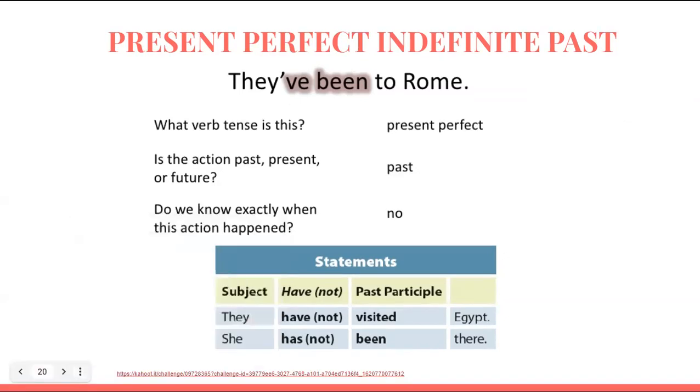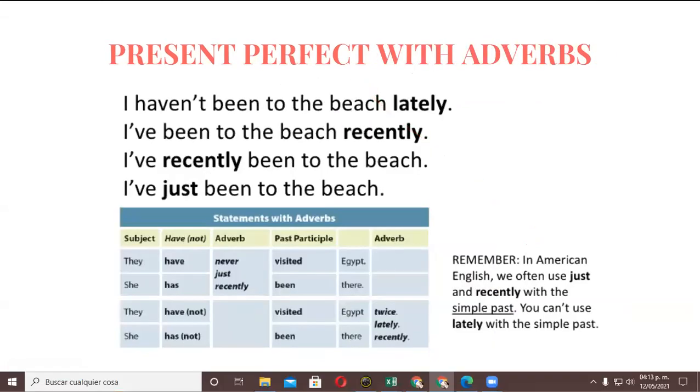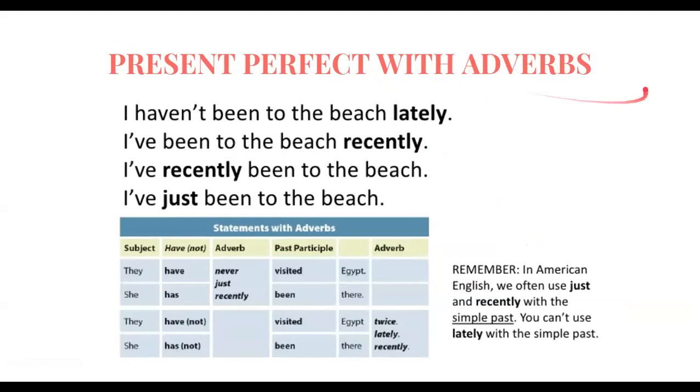Well, here. We can also use the present perfect tense with adverbs, right? And we are going to be reviewing these adverbs in particular: lately, recently, just, and of course we are also going to be reviewing ever and never, which is here, all right?